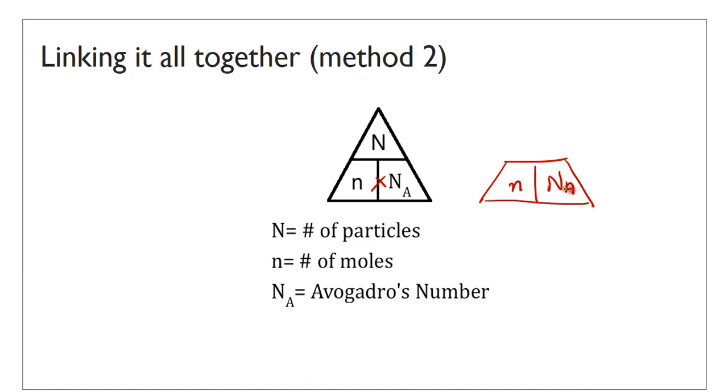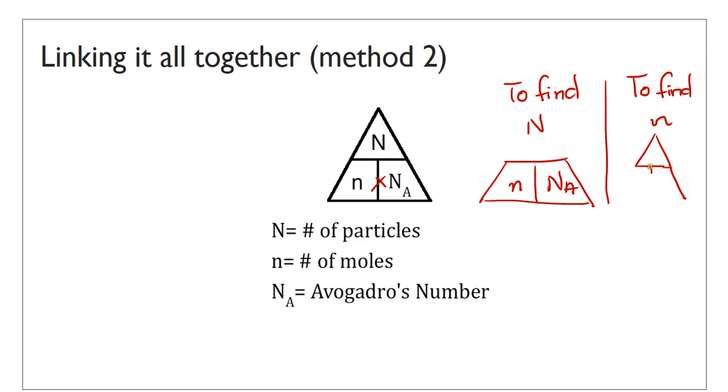So let's say for example 2, I want to find the number of atoms. If I cover that, then basically I get this, which means that I need to multiply the number of mole with Avogadro's constant. So this is to find capital N. Or if you want to find the number of mole, then if you cover that, you basically will have something like this. So you're going to have N over Na.